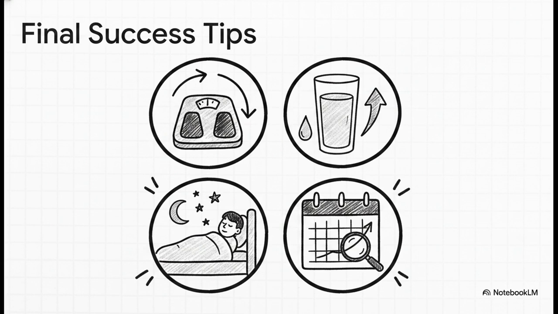First up, remember to recalculate your budget every time your weight changes by about 5 to 6 kilograms, because your body's needs will shift as its size changes. Second, drink plenty of water. Dehydration actually slows down your metabolism. Third, prioritize good sleep, because poor sleep can artificially crank up your calorie needs. And finally, please don't obsess over daily fluctuations. Look at your weekly averages to gauge your true progress.